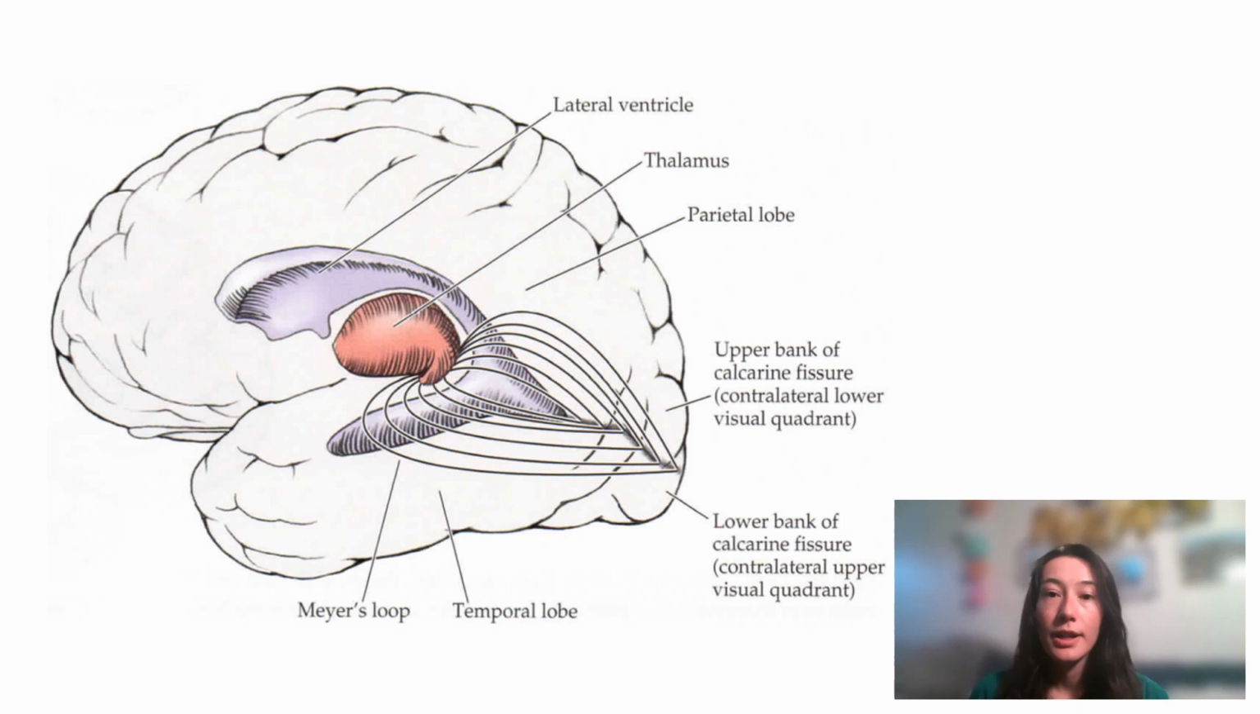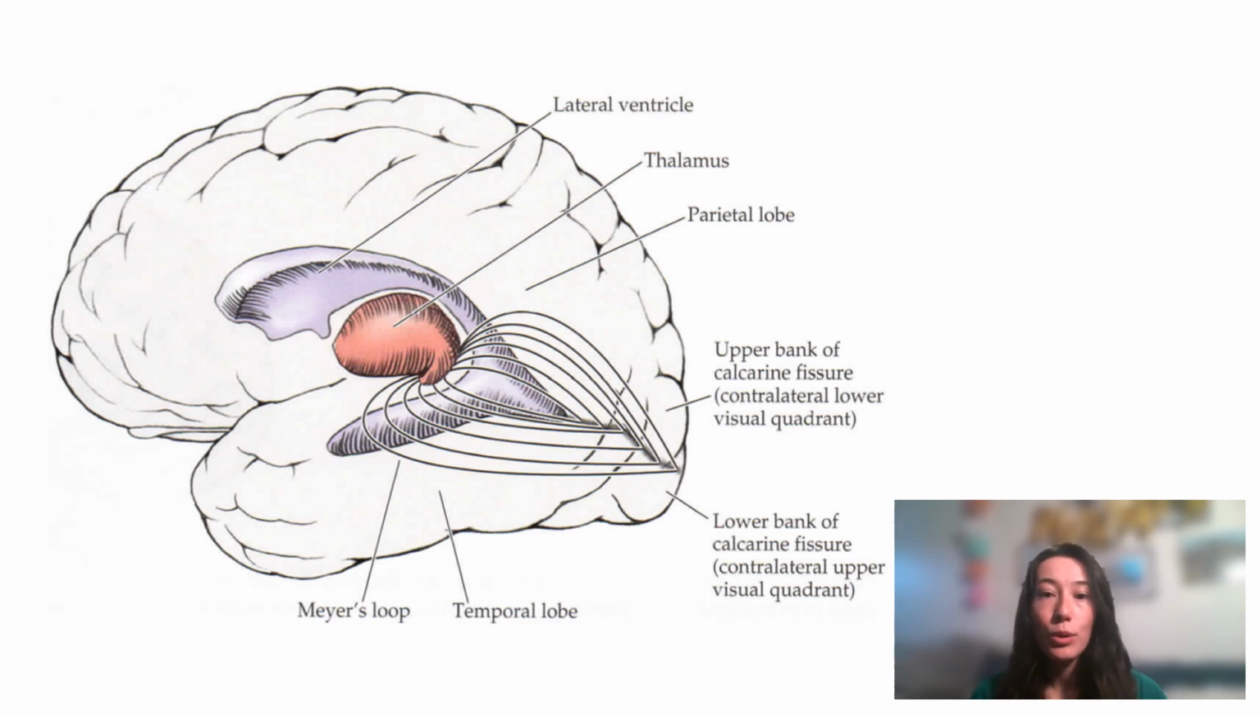You can see that there is one section that kind of curves upward. This is a set of the optic radiation known as the superior optic radiation. Then there's one that curves downwards, and this one is known as its own set of optic radiations known as the inferior optic radiation. And it has another name, the Meyer's loop.